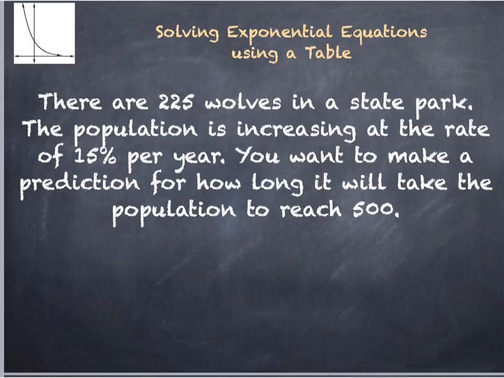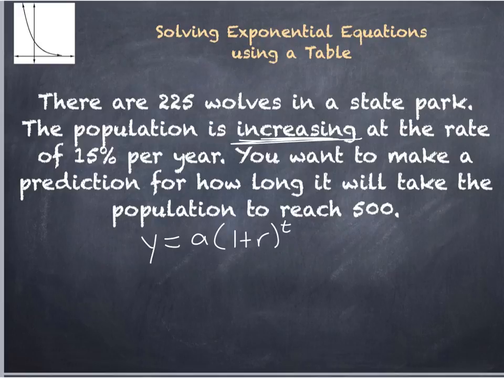There's one more example I want to do with you before the end of this video, and this ties in with what we were doing yesterday. It says there are 225 wolves in a state park. The population is increasing, which means we have exponential growth at the rate of 15% per year. Remember, if it's increasing, we use the formula y equals a, which stands for your initial amount, times 1 plus your growth rate r, raised to the t power, which stands for time.